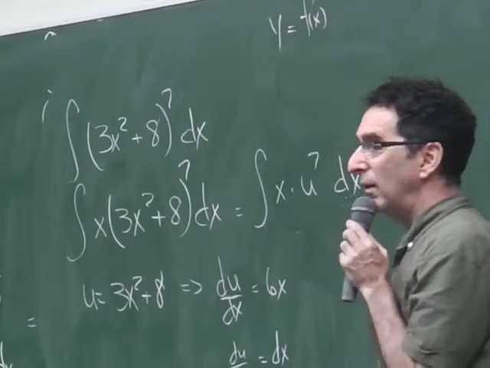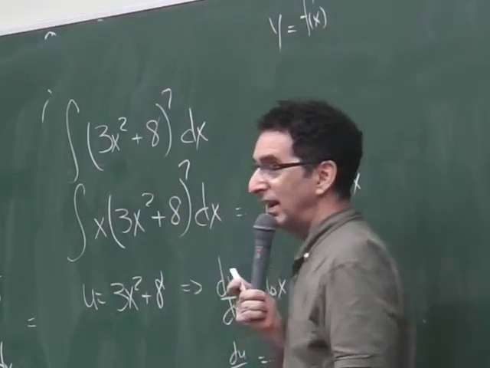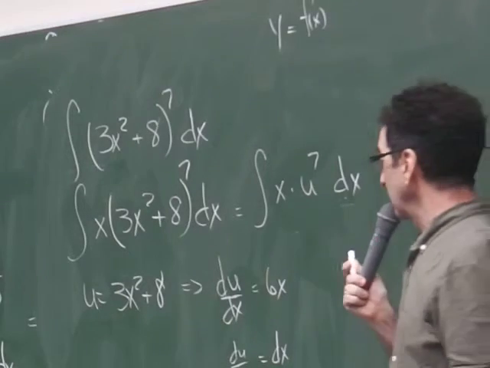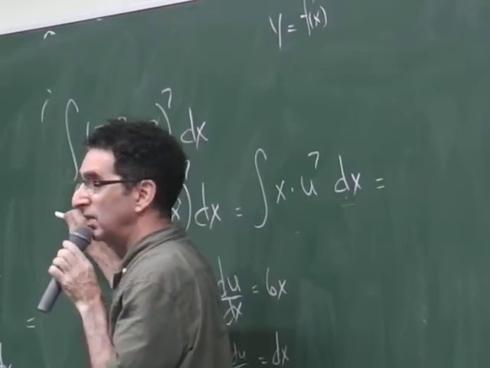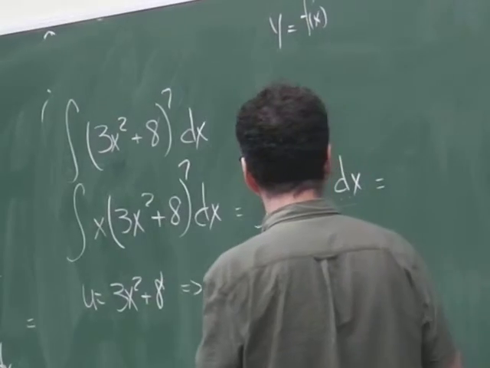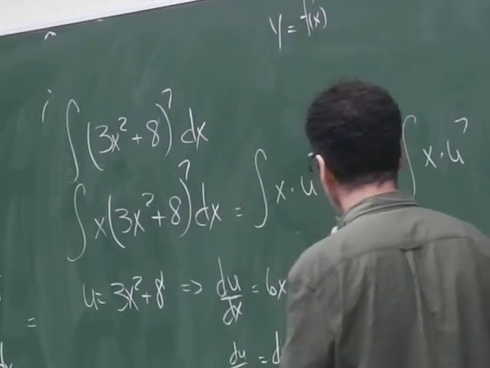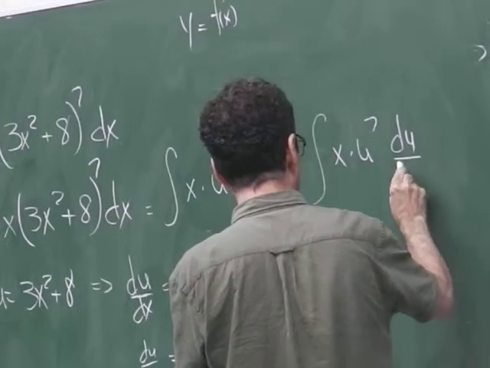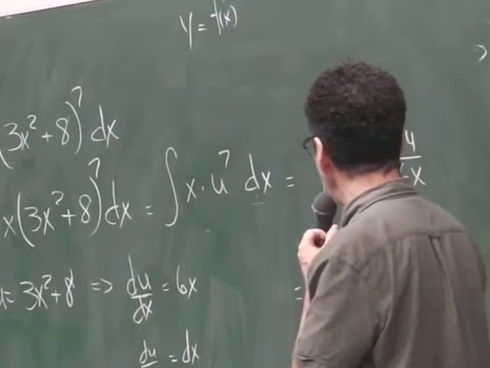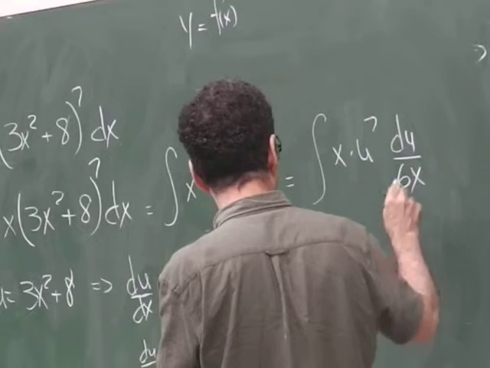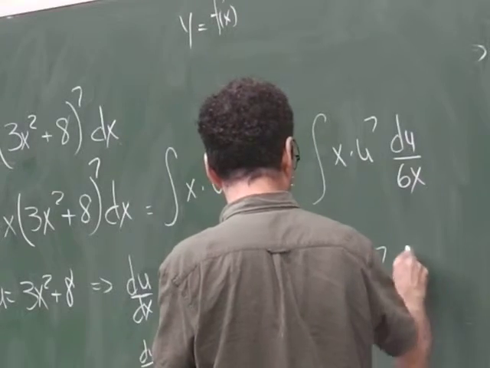Now it just so happens that this x is going to cancel this one. I knew that when I made that problem. As I said, if I didn't have this here, I don't think we could do it. But since I put that there, now we can rewrite x u to the 7 dx as du over 6x. Our goal is to have only u's. Can we get there? Yeah, easily. This x cancels with that. We get 1/6 u to the 7th du.